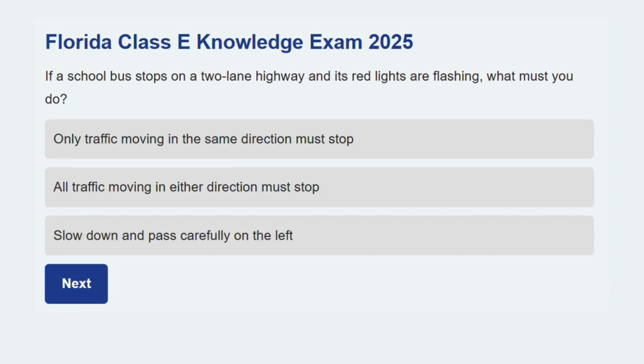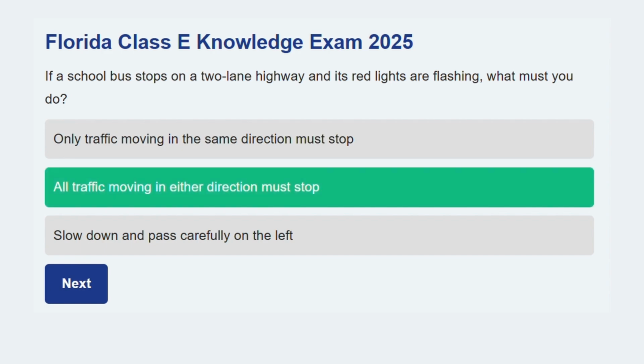Let's see this one. If a school bus stops on a 2-lane highway and its red lights are flashing, what must you do? All traffic moving in either direction must stop. On a 2-lane road, all vehicles must stop for a stopped school bus to protect the children.